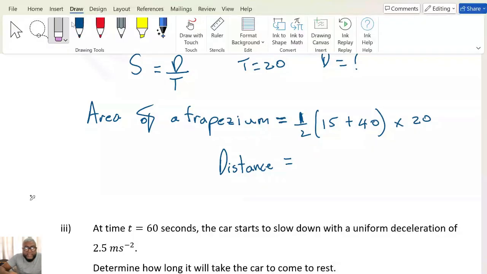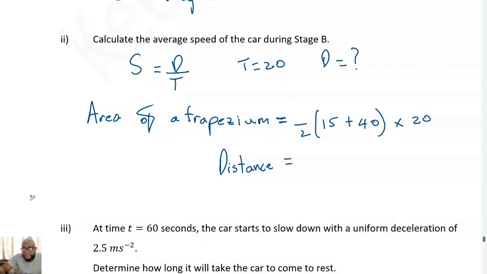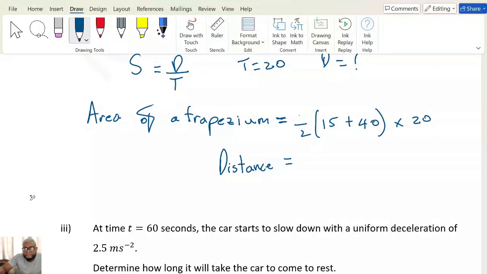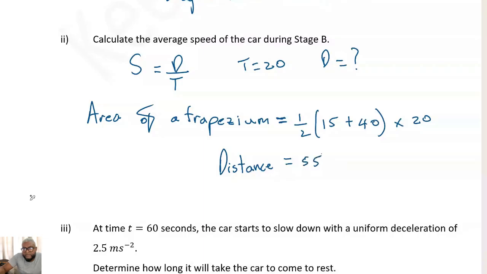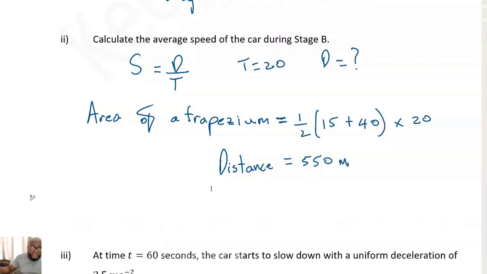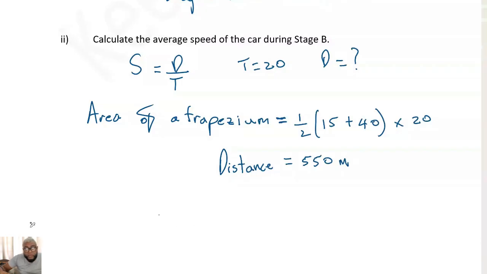I find all this sticking. What did y'all get here? 550? Somebody second that. Yes, sir. It's 550 meters, right? Because this is the distance we calculated here. So we're going to roll into our speed.